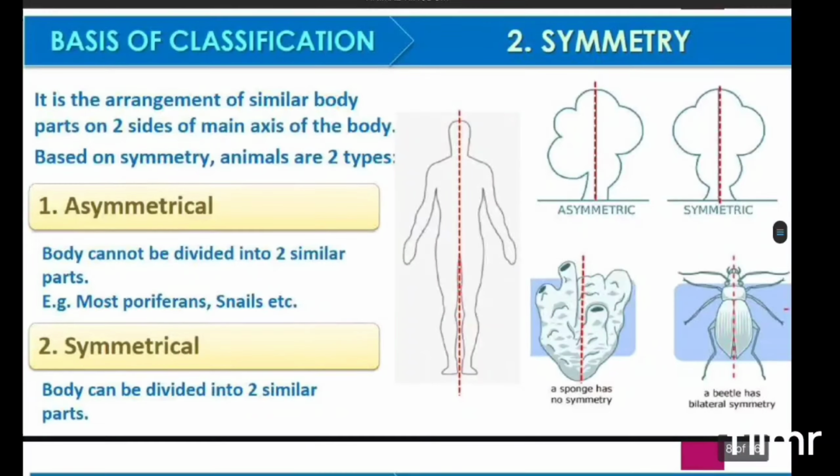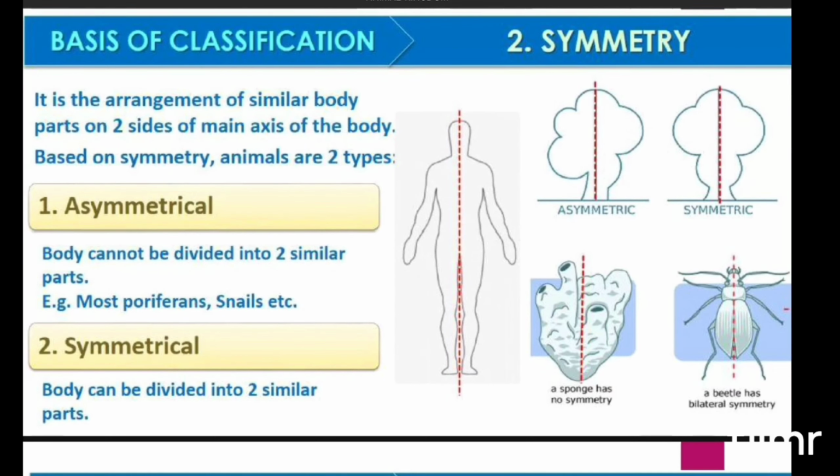Now the second basis of classification is symmetry. What do you mean by symmetry? It is the arrangement of similar body parts on two sides of the main axis, that's called symmetry. Based on symmetry, we can categorize animals mainly into two types, asymmetrical and symmetrical. Asymmetrical means the body cannot be divided into two equal parts. You can see here in this picture, this body you can divide into two equal parts. What about here?